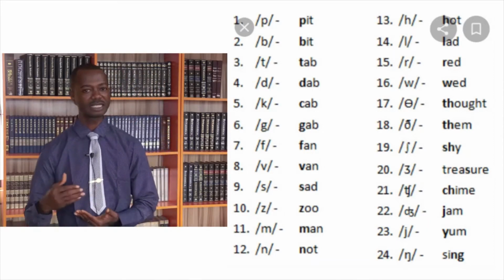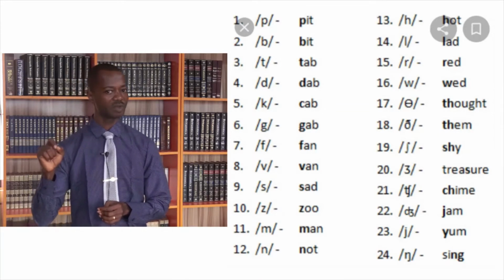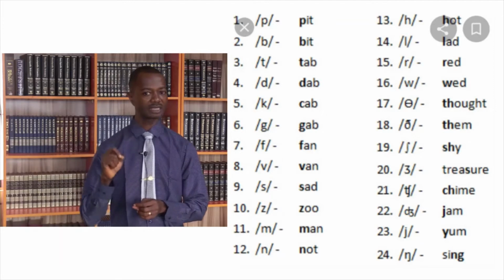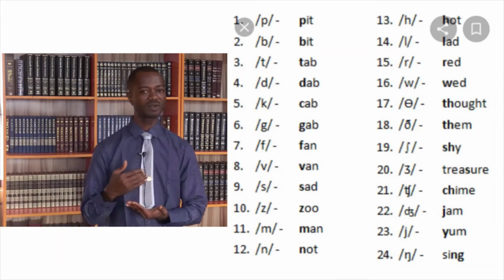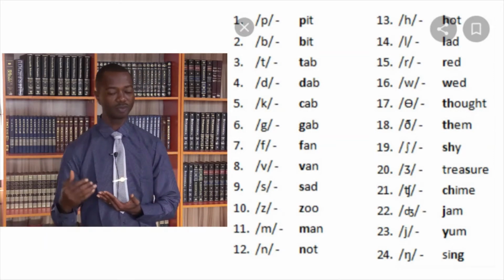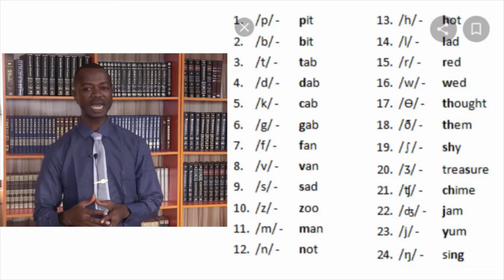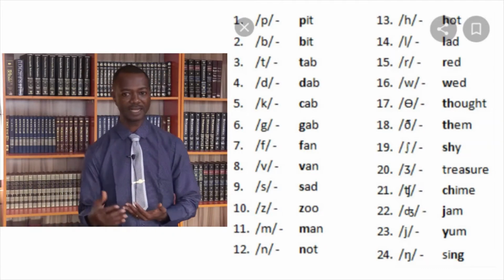Then we have the S sound. The sound, mind you, is what I'm particular about. The S sound, not the S letter. The S sound can be realized with the letter S, like you have in soup. It can also be realized by the letter C, like you have in cell.